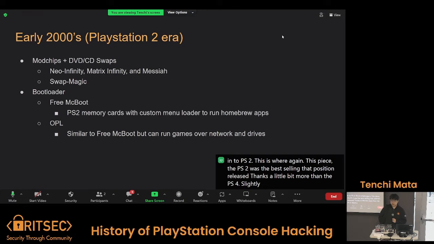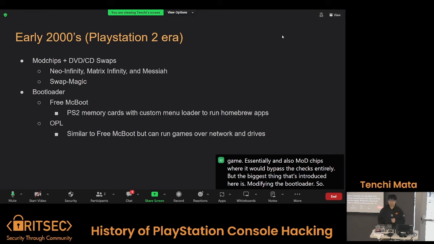And so we still have the usage of DVD and CD swaps, the technique of switching the real game for the copied game, and also mod chips, which would bypass the checks entirely. But the biggest thing that's introduced here is modifying the bootloader.